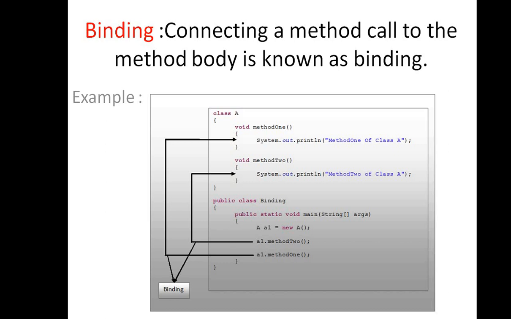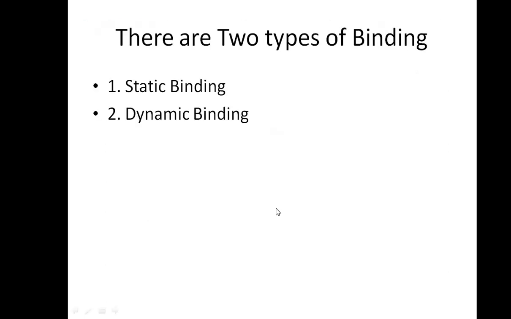Inside the main method, first we create the object of class A, and with the help of reference variable a1 we call method 1 and method 2. So guys, linking or connecting a method call to the method body is known as binding. There are two types of binding, static binding and dynamic binding. Let's start with the static binding.